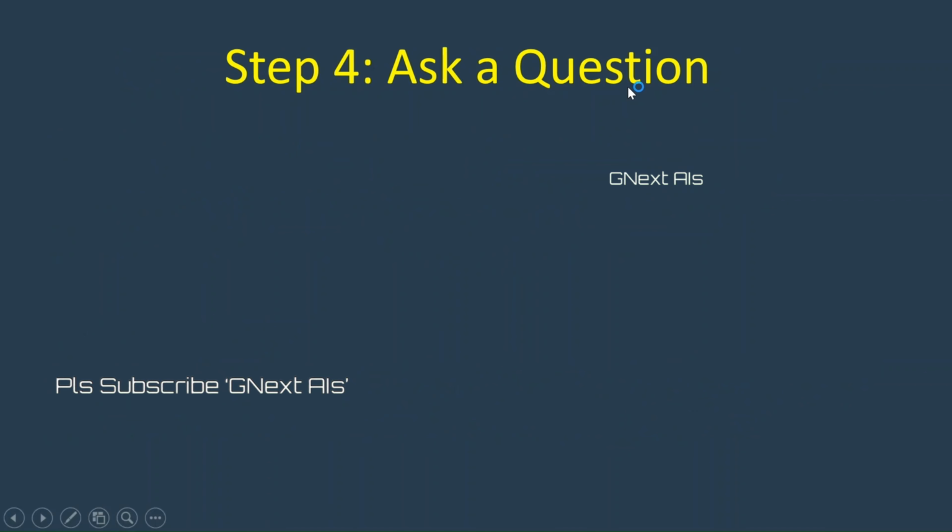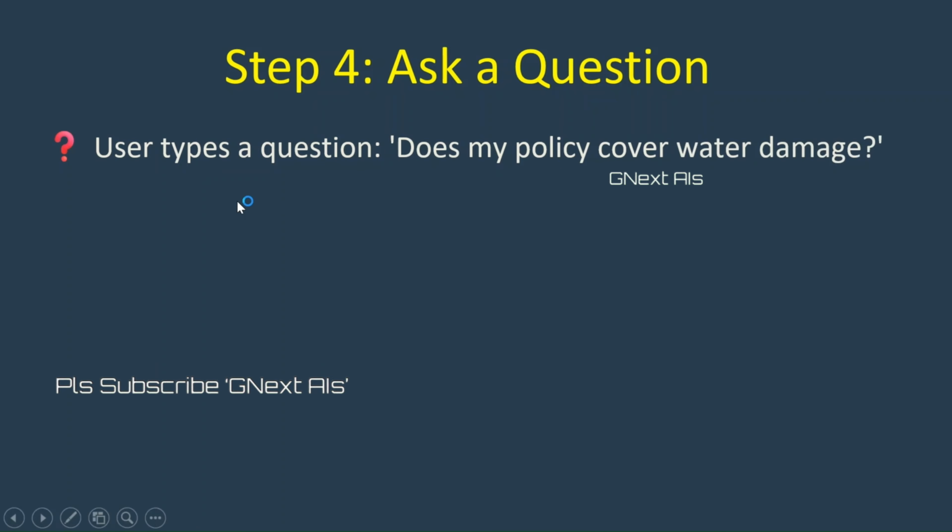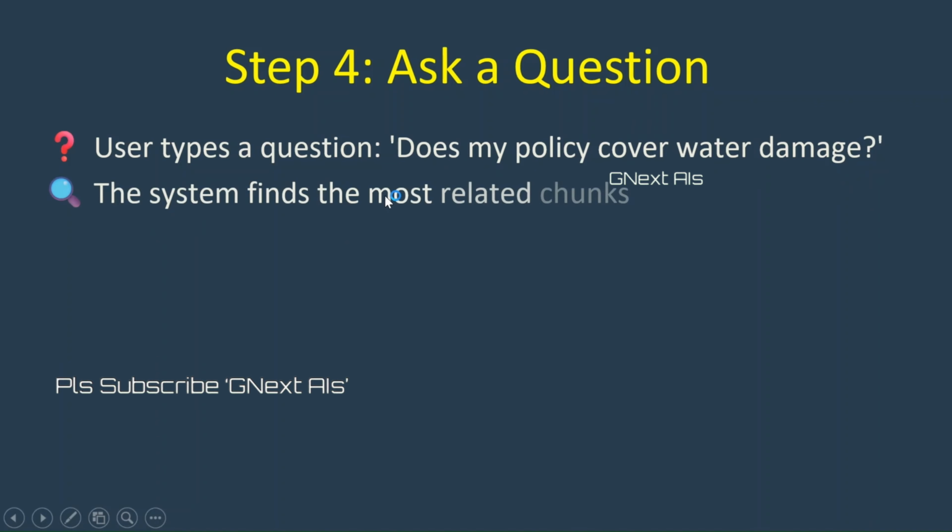Then you ask a question. You have collected the data and fed it into the vector database in that format. Why are we feeding it? Because we have already inserted the information, and in the future we want to retrieve it. So now we ask a question, which means we query the LLM. The user types a question, for example in the insurance domain, does my policy cover water damage? What will happen now? The system finds the most related chunks in the vector database, right?